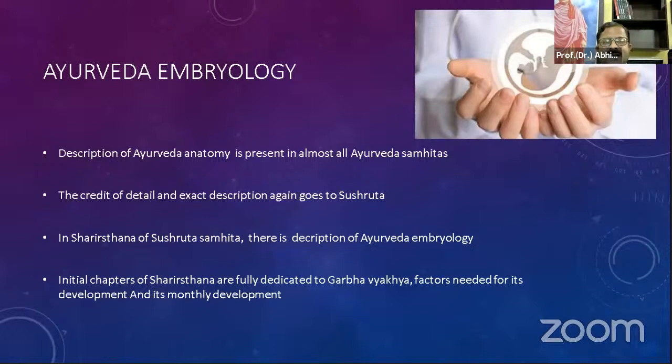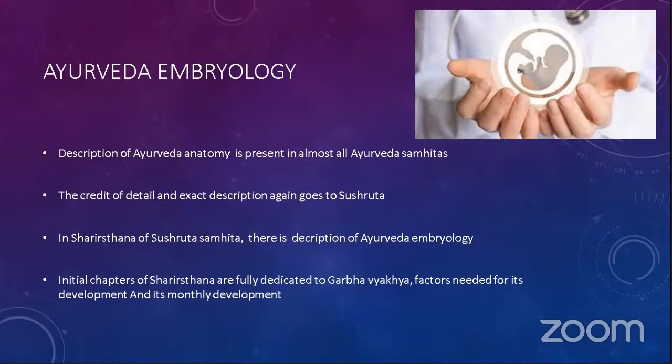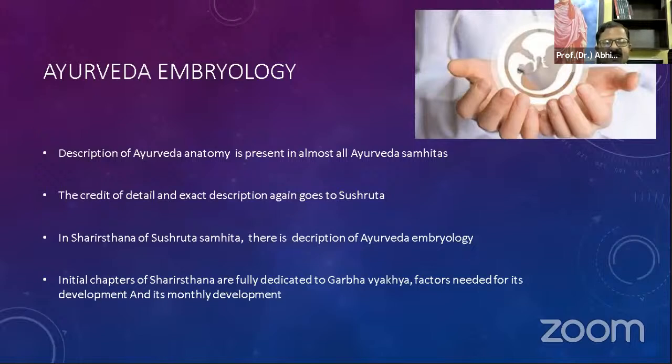After that, the second branch starts, that is called neonatology, after birth. But embryology covers all these aspects, that is from fertilization to the monthly development to the delivery. So it is not only mentioned in modern embryology. Even our acharyas, Sushruta, Vagbhata, Charakacharya, all acharyas have mentioned Ayurveda embryology in their Shariristhan. Particularly, we can see the literature related to Ayurveda embryology in the Shariristhan.